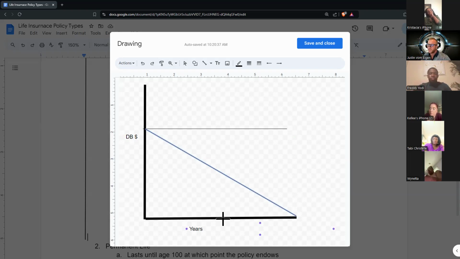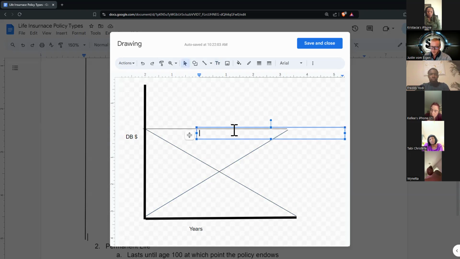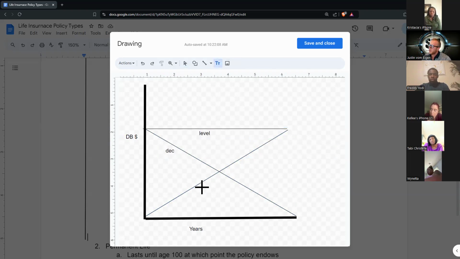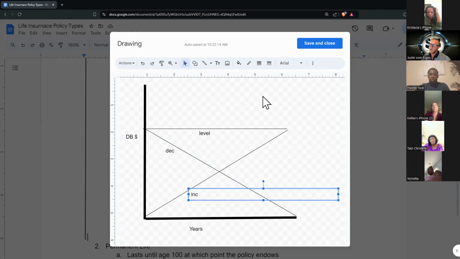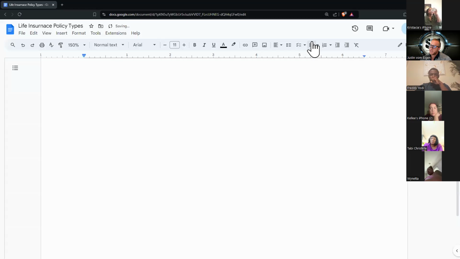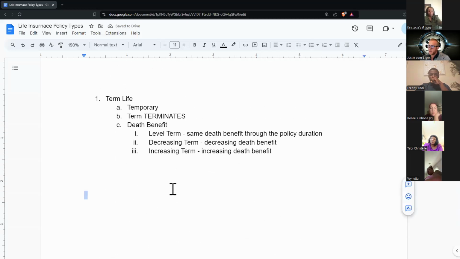Okay, now the next one is increasing term, where the death benefit increases over time. All right, so I'm just going to put level, decreasing, increasing right here. You have a 99% chance of not seeing anything about increasing term on your policy. Another reason someone can get term is to cover a business liability.